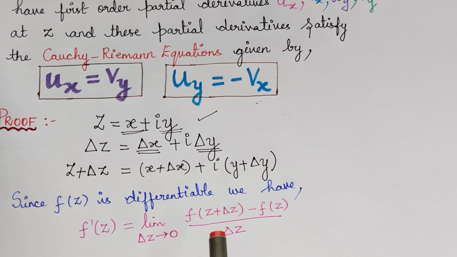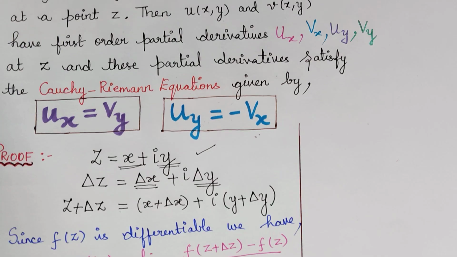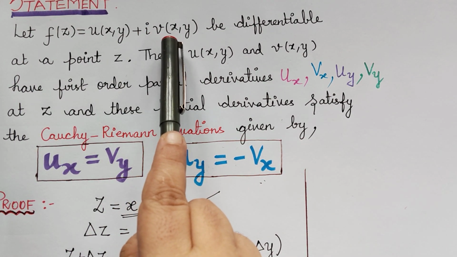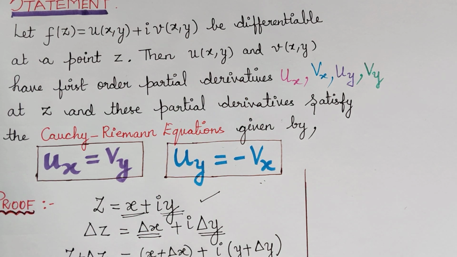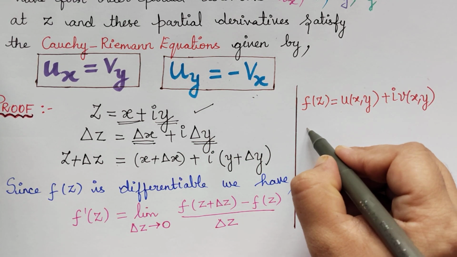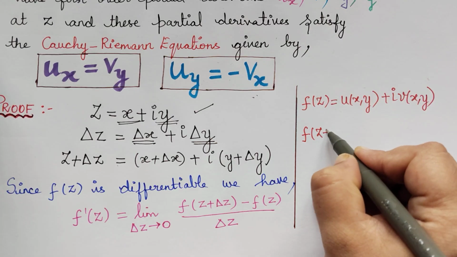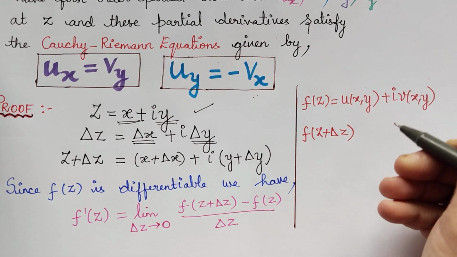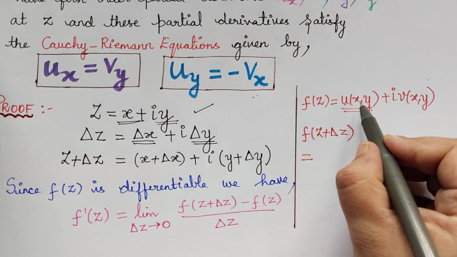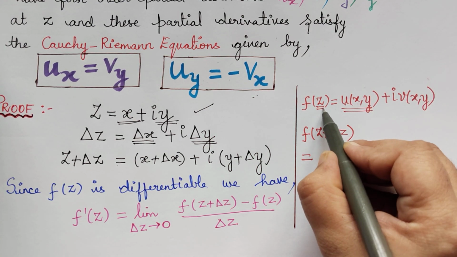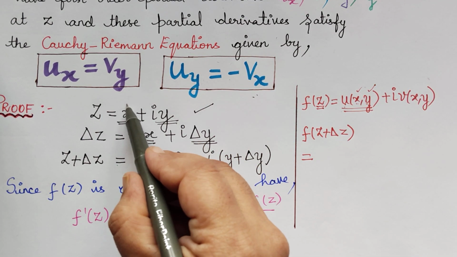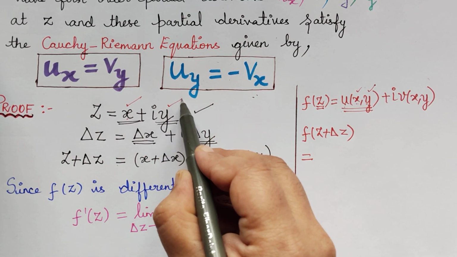Now what is f of z from the question? If you see here, f of z is given as u of x comma y plus i multiplied with v of x comma y. So let us take and write that. So I have taken and I have written here. Now using this, we shall write f of z plus delta z. So that will be equal to, first what we have here, the function u of x comma y. So for f of z, we have u of x comma y. What is this x and y? x is the real part of z, y is the imaginary part of z.